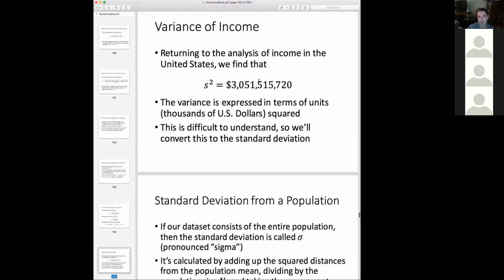So we can look at the variance of income in the United States, for instance, and here we say that the variance is equal to, this looks like $3,050,000,000. But the units of this value of the variance is in dollars squared, which does not make sense to us. So what we do is we take the square root of the variance and get the standard deviation.